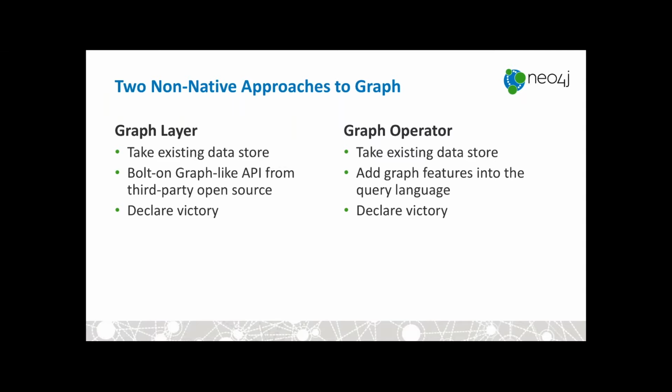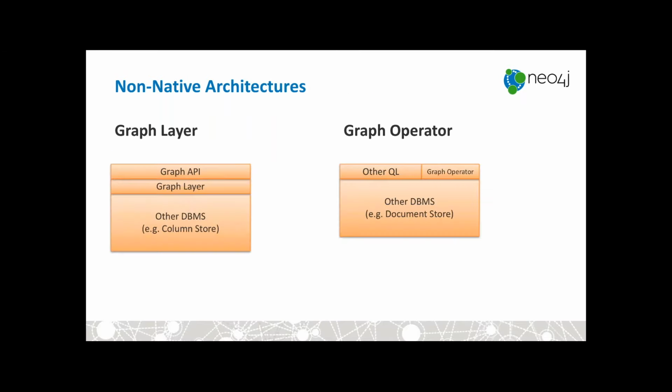I see two approaches out there in the wild. I see graph layer, where we take an existing data store and we bolt on a graph API from an open source library or something, and then declare victory. We do graph. On the other side, we take an existing data store and we extend its query language with a graph keyword or something like that, and then declare victory.